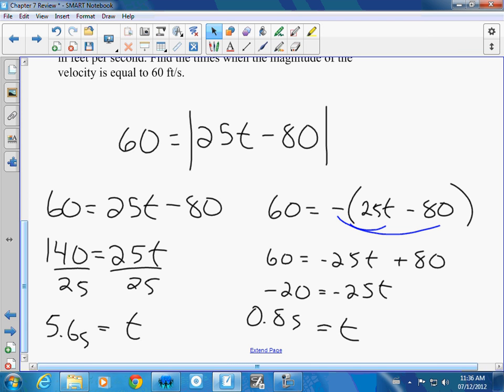So there's actually two times when the velocity could be 60 feet per second. You think about it, like I said with a rocket, right? There is some point when a rocket goes up in the air and comes down, there is a point when it's exactly the same height. One's earlier, one's later, yeah?